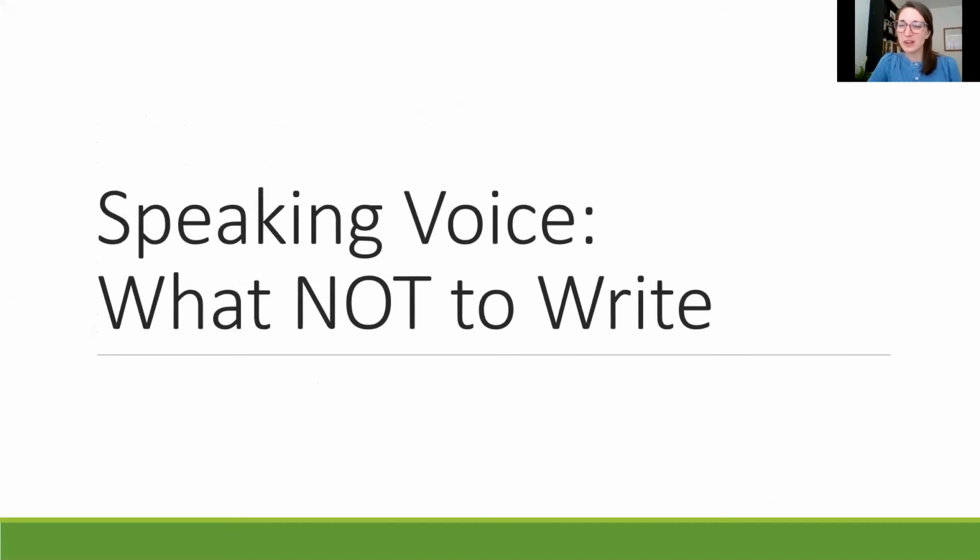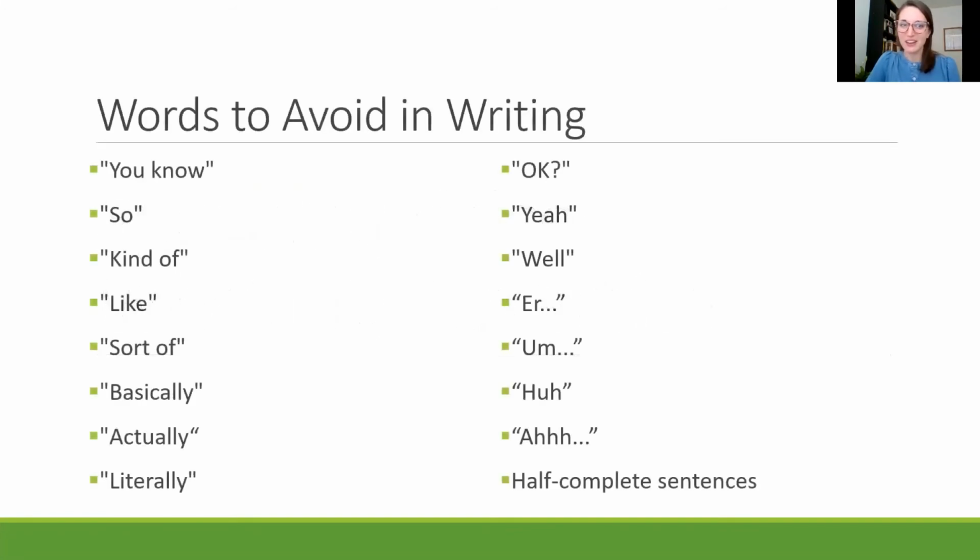Now, for our next section, I want you to think about things that you should not write, things that you might use in your speaking voice, but that should not be included in your writing. Those words include things like, so, kind of, like, sort of, basically, actually, literally. You can kind of get the feel of these words. These are words that sound like something you might say, but we want to translate them when we are working with an academic document. Some others are, okay, yeah, well, anything that shows hesitation, like huh, ah.